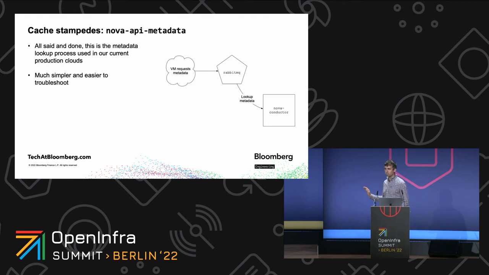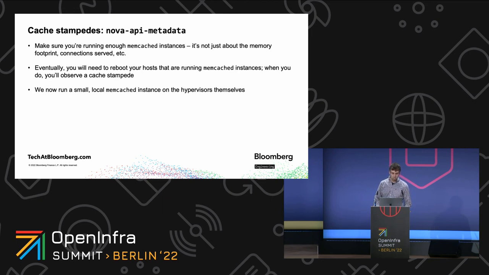It's just a single call to the conductor. And when we did this, we saw RabbitMQ load go way down, database load go way down, control plane load go way down. Everything's a lot calmer. One thing to take note of if you're doing this is to make sure it's not just whether you have enough memory in memcached, but whether it's spread out far enough. Because if you only have two or three memcached instances in your control plane and you restart one, you just threw away a third of your cache and then you get the stampede effect.